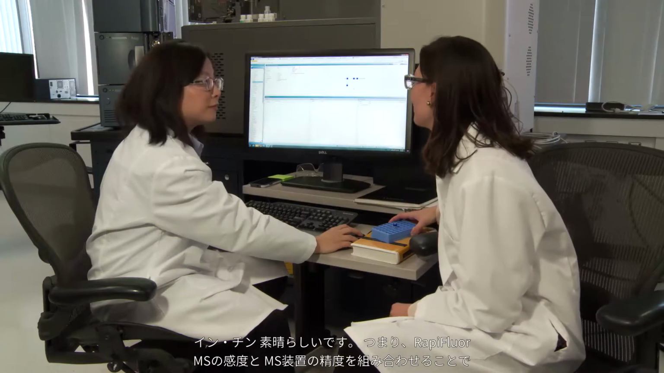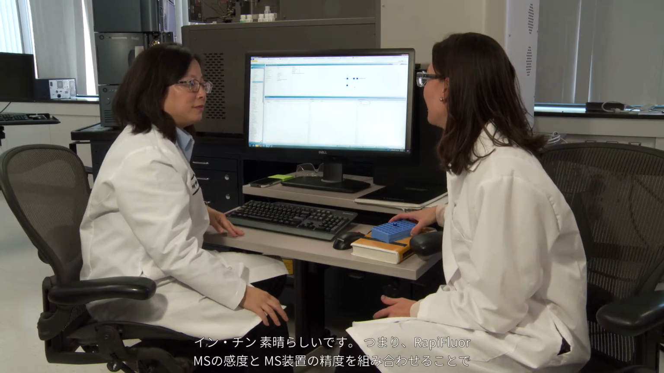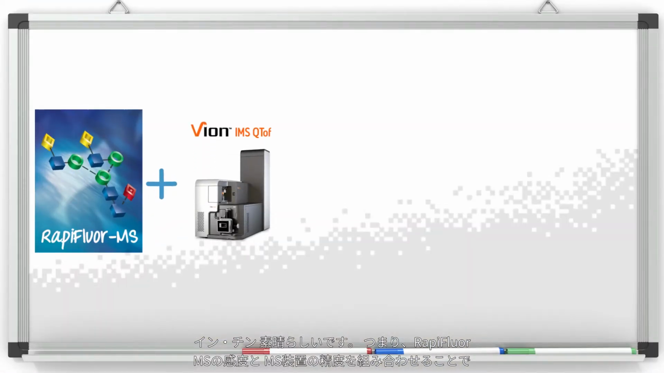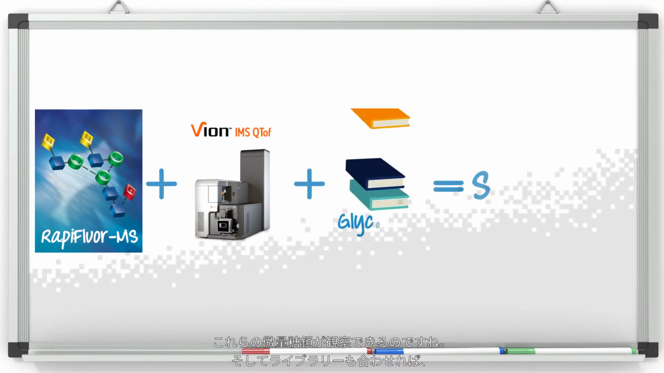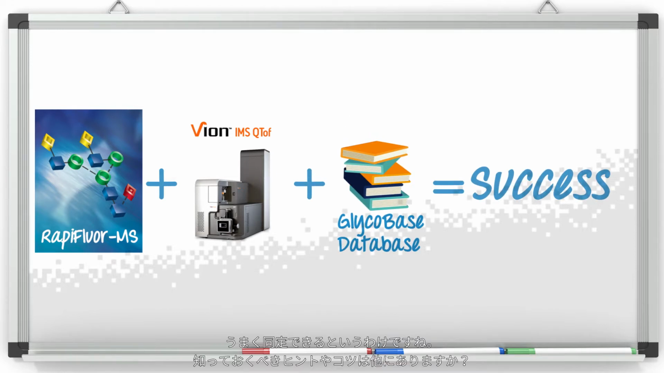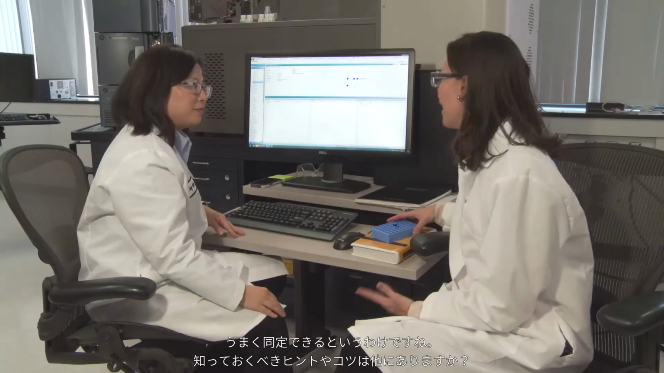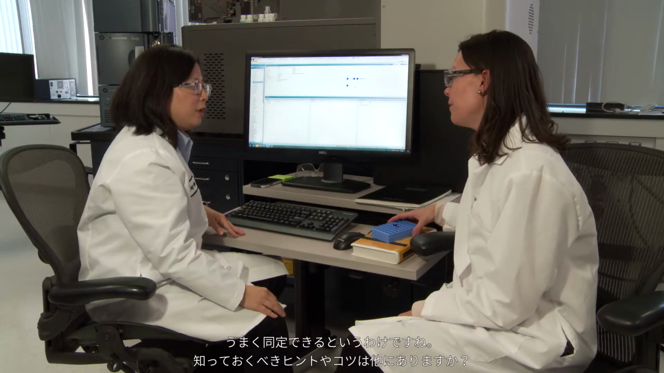Wow, Ching, that is terrific. So if I can combine the sensitivity of RapidFluor MS with a highly sensitive MS instrument, I can finally see those low abundant glycans, and then combining that with the scientific library, I'm able to successfully identify them. Are there any other tips or tricks I need to be aware of?